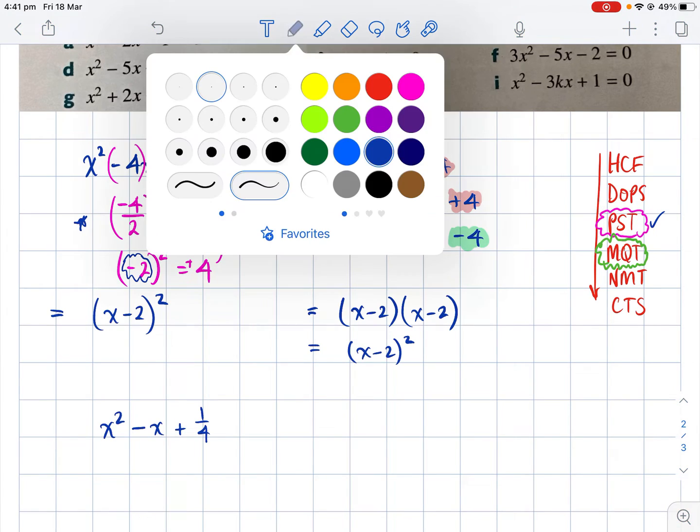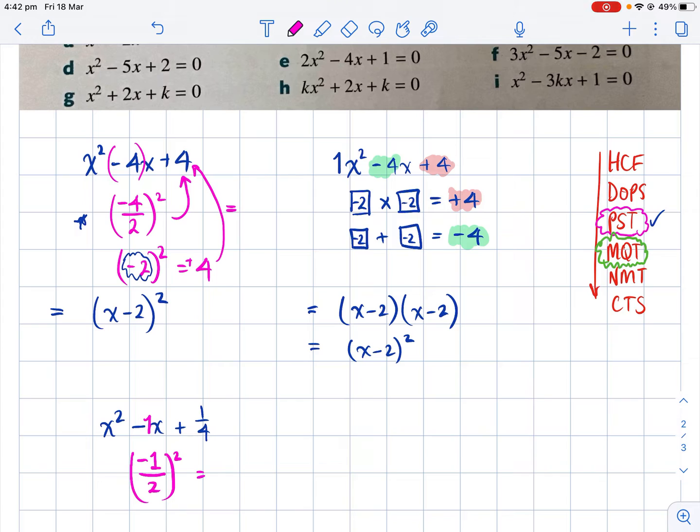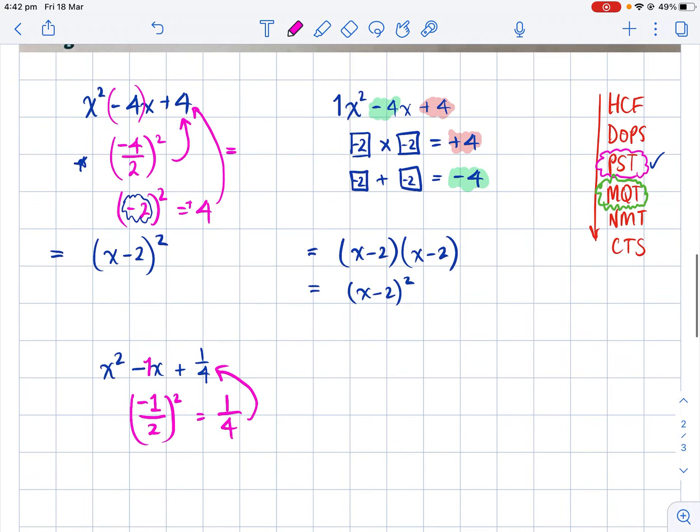Okay, for my check, I halve the middle term. My middle term is negative 1, so I halve negative 1, which gives negative 1/2. Then I square it. Negative 1/2 squared, when we square a fraction, we square the top line. Negative 1 squared is 1. We square the bottom line, which is 2 squared is 4. And it absolutely equals that value.